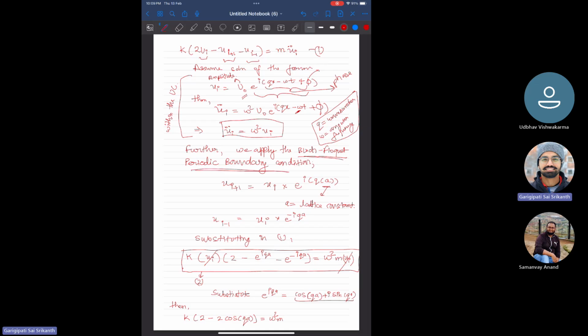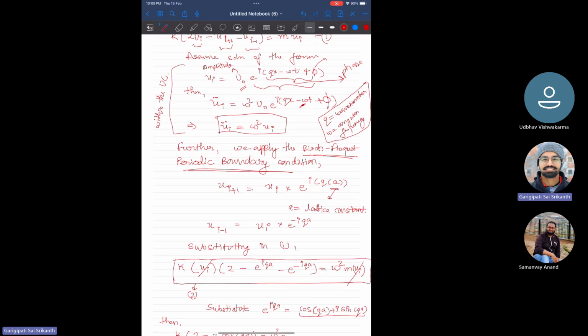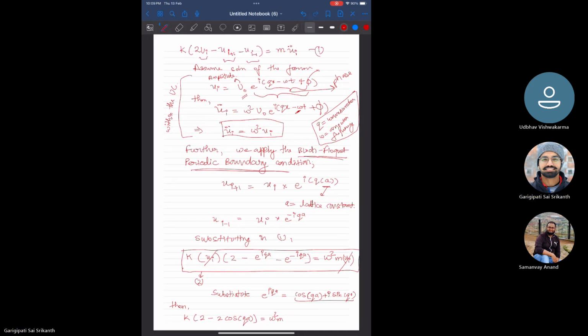Now, what does that say? That says that if you have a linear system, if one unit cell is vibrating with a frequency, let's say omega, then because this is a linear system, even the adjacent unit cells and the entire chain will vibrate with omega. So this is characteristic of linear systems. So from there we know that u of i plus 1 will also have a frequency omega.